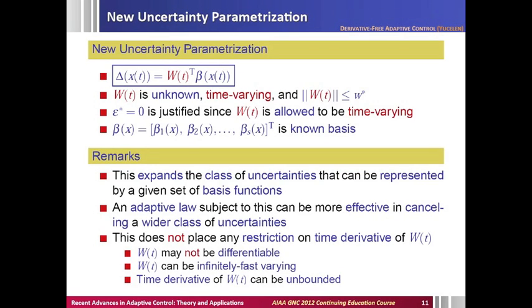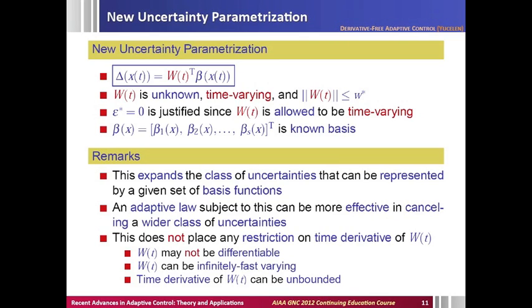So now, we have a new uncertainty parametrization. So here, this is unknown, time varying. It is a bounded weight. We are assuming it is bounded, but I don't assume anything about its time rate of change. It can represent sudden change in dynamics, discontinuous variations, and so on and so forth.